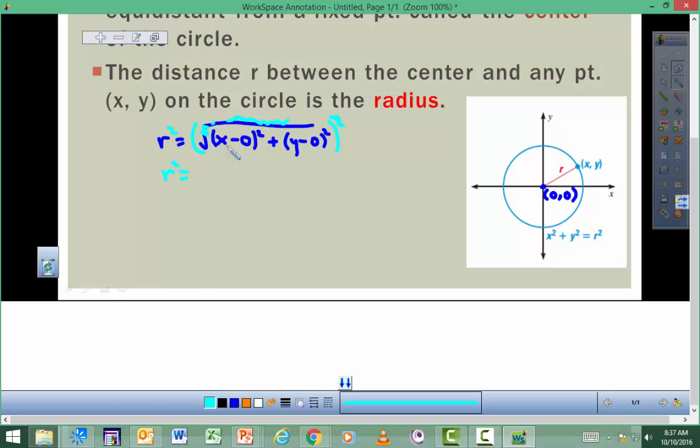And what do we have on this side over here? Well, we have x minus 0. Well, x minus 0 is just simply x. And if you square it, you have x squared. And y minus 0, of course, is just y. And if you square that right here, you get y squared. So my friends, the equation for a circle is that. r squared is equal to x squared plus y squared. Real easy equation.